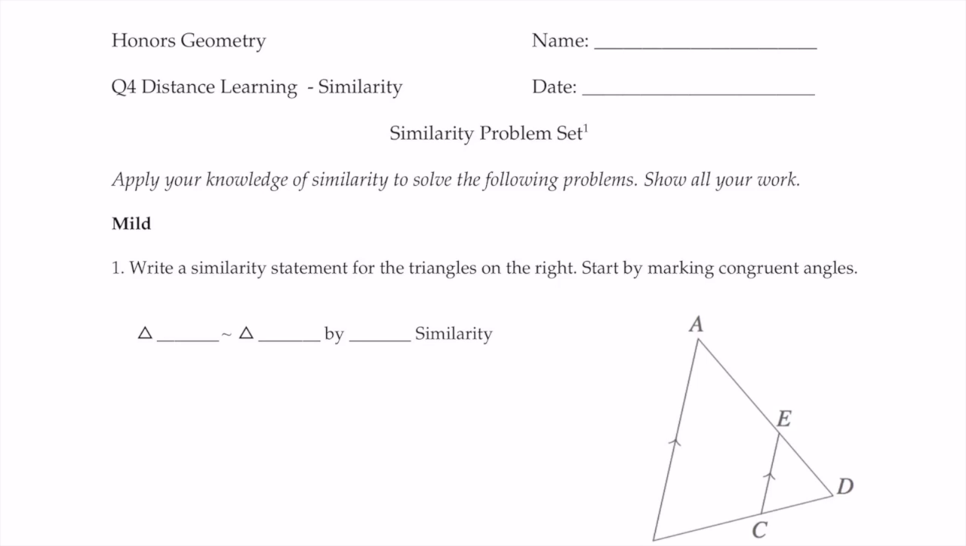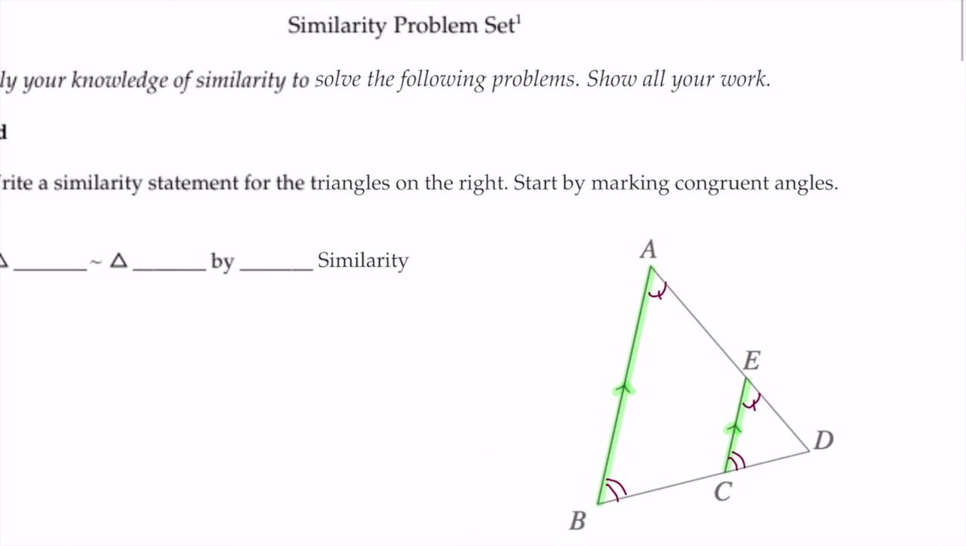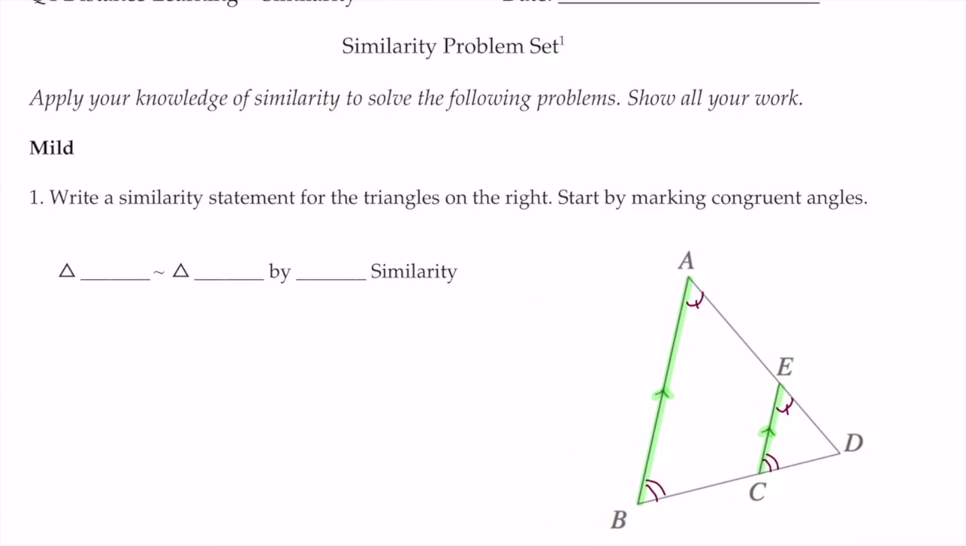Write a similarity statement for the triangles on the right. Start by marking congruent angles. These little arrow markings tell us that segment AB is parallel to segment EC. So we have that corresponding angles are congruent. So when we write a similarity statement, we can just fill in the blanks here.